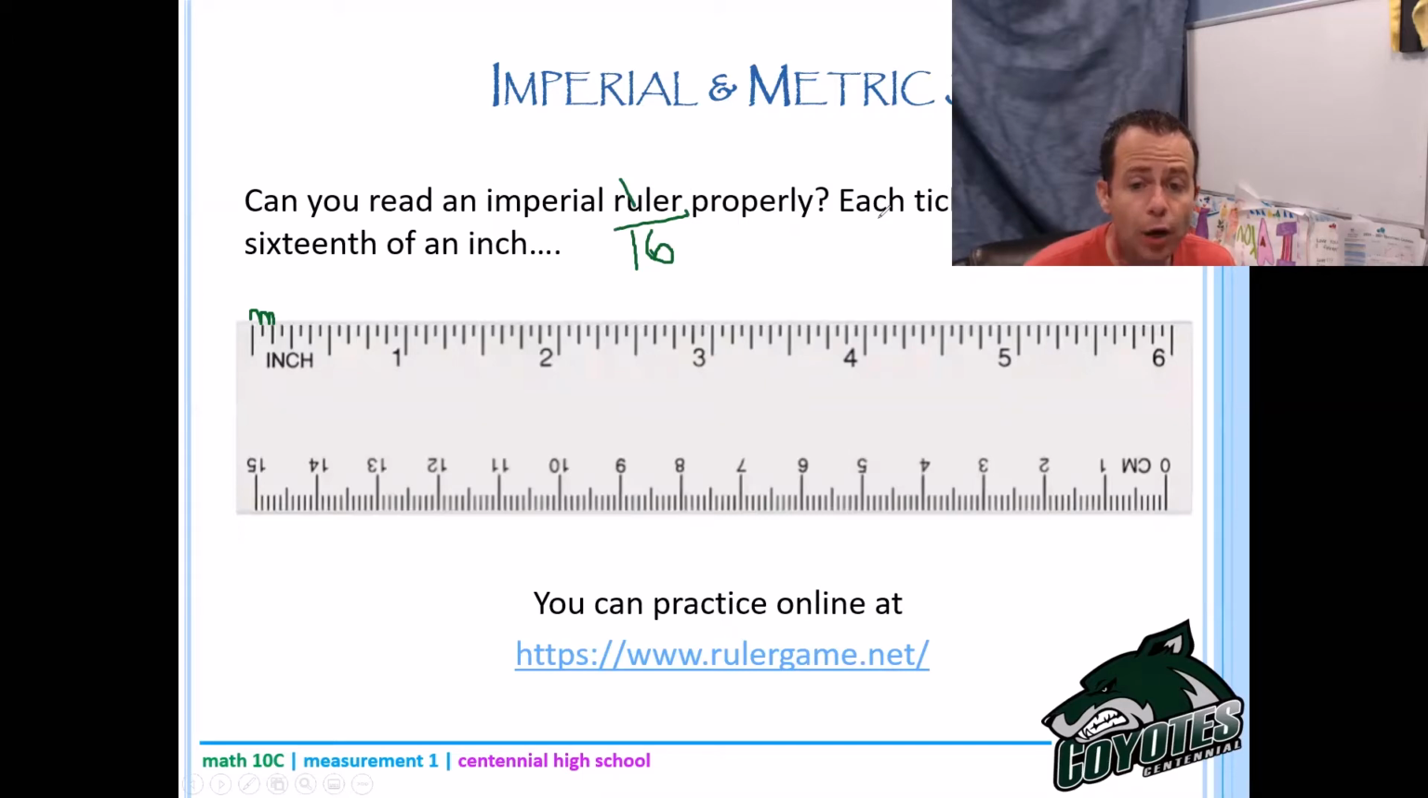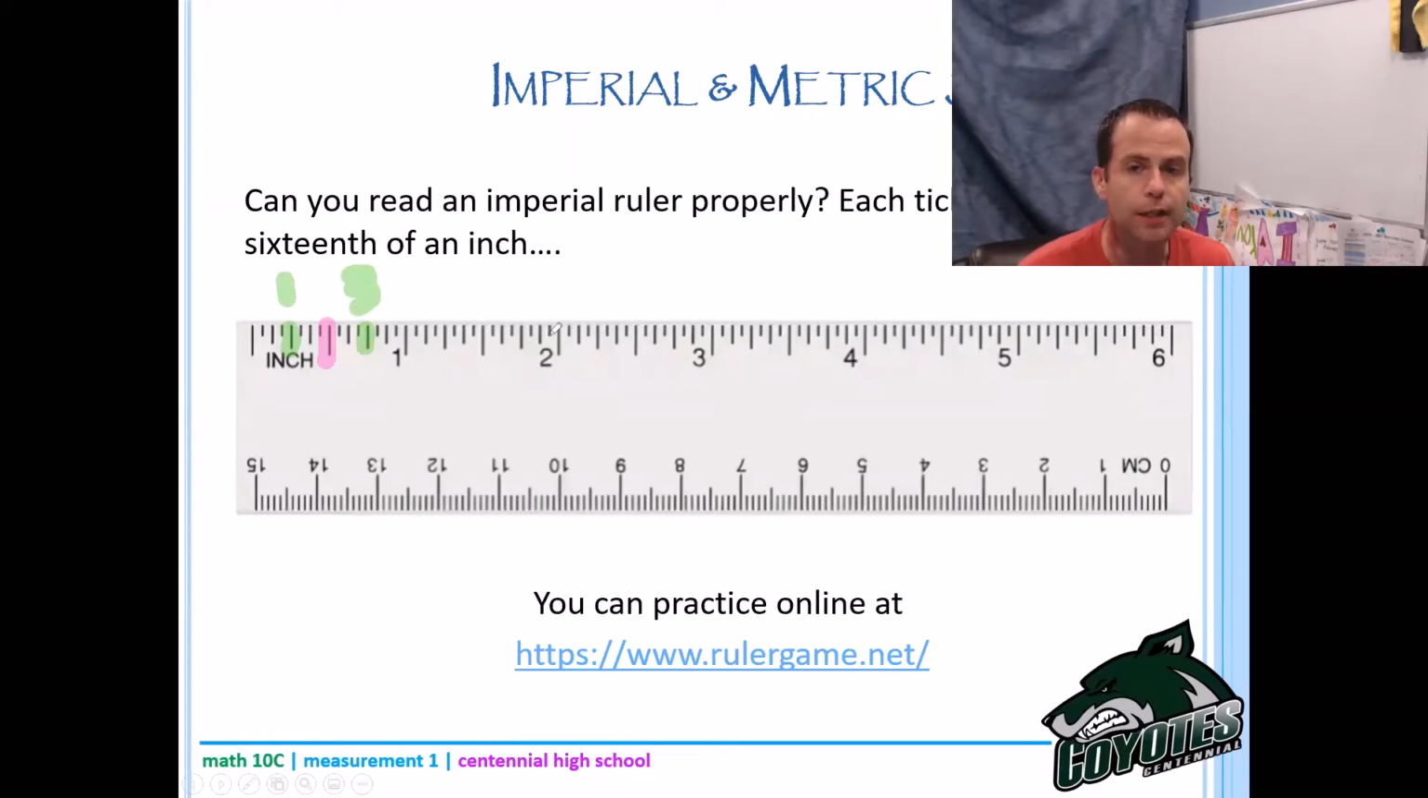Now, to help you read that a little clearer, what I want you to notice is there's different levels of tick marks, okay? So I'm just going to turn on a highlighter here and color code this for a sec. The longest one we see here is the halfway mark, so that's a 1/2 inch. So this here would be 1.5 inches, this would be 2.5 inches, and so on, okay? The next level divides it into quarters, okay? So this would be 1/4, and this would be 3/4.